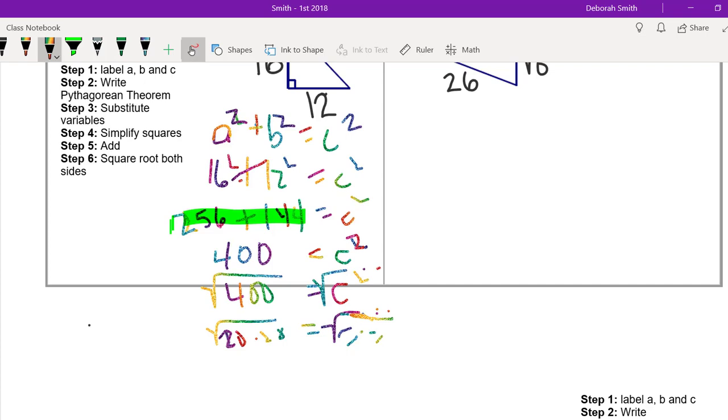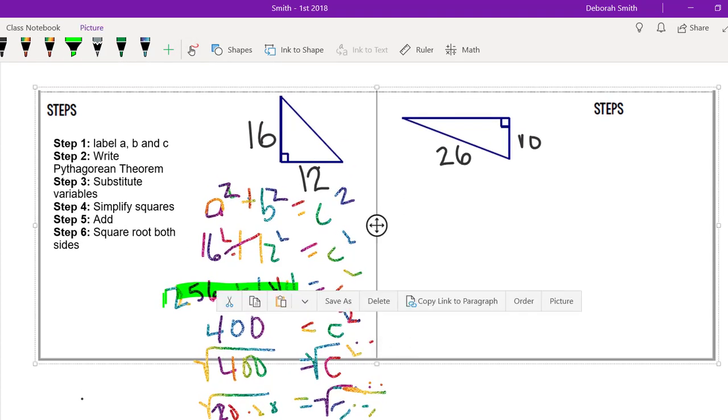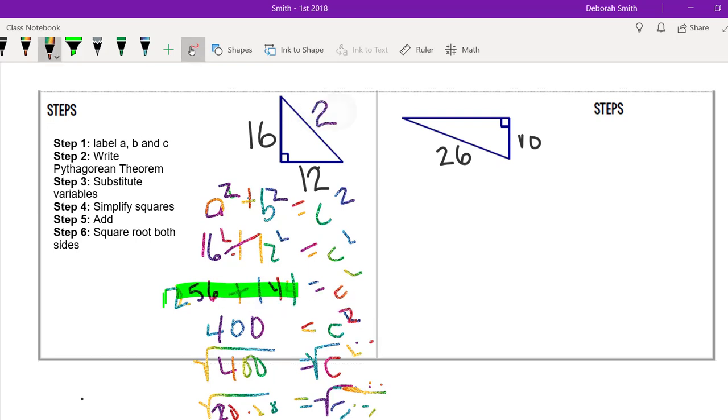Alright, only one can survive this square root radical, so 20 is equal to C. I'm going to go back up here and put 20 is my hypotenuse there. And that's all we have for the left side.